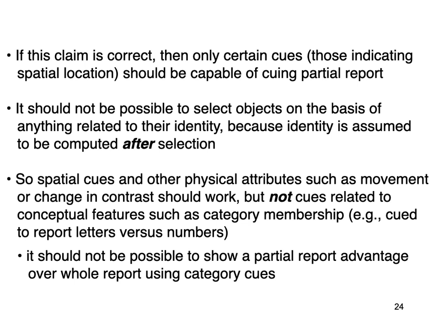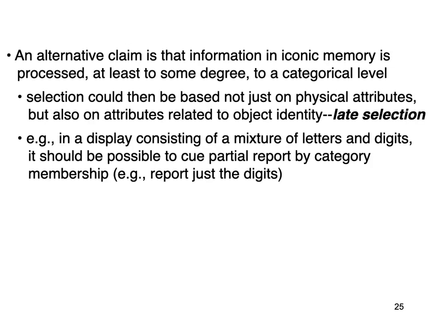But it could be possible that maybe that view is wrong, and that, in fact, some of the information in the icon after this very brief duration, this 100 millisecond brief system, but a little bit more durable information, might include conceptual information, the category of the item. So it could be that selection is, in fact, not just based on physical attributes, but on the identity of the object, and that would be late selection. So in a display consisting of a mixture of letters and digits, maybe it's possible to report just the digits, and we need to know if that's true or not.